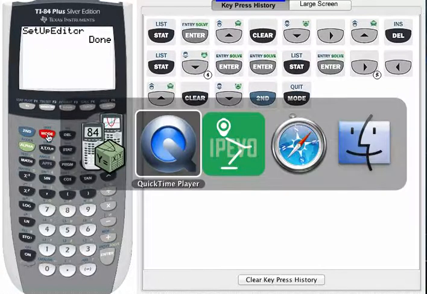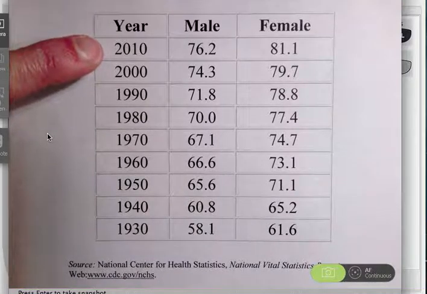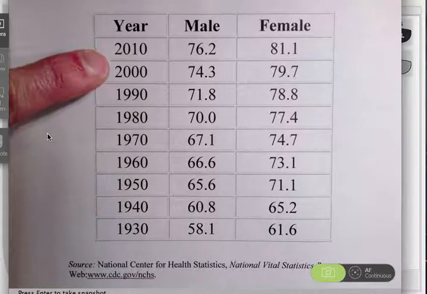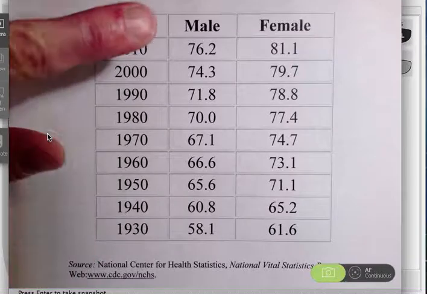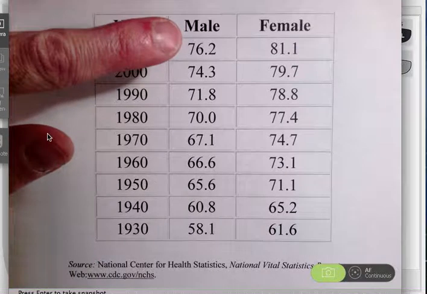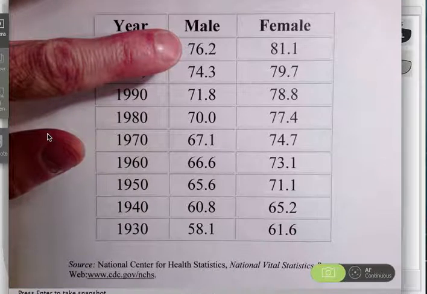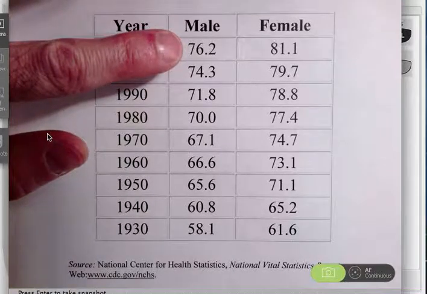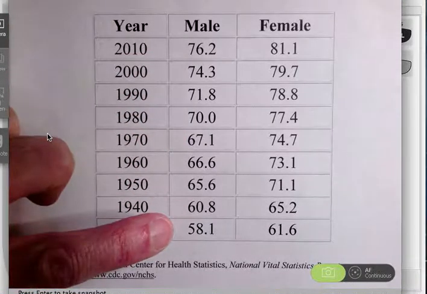These are the data that I want you to enter into list 1, list 2, and list 3. So into list 1, please enter these years from 2010 all the way back to 1930. All of those go into list 1. Then into list 2, I'm going to ask you to list these values. These are average life expectancies for males in 2010 all the way back to 1930. This is in the United States.